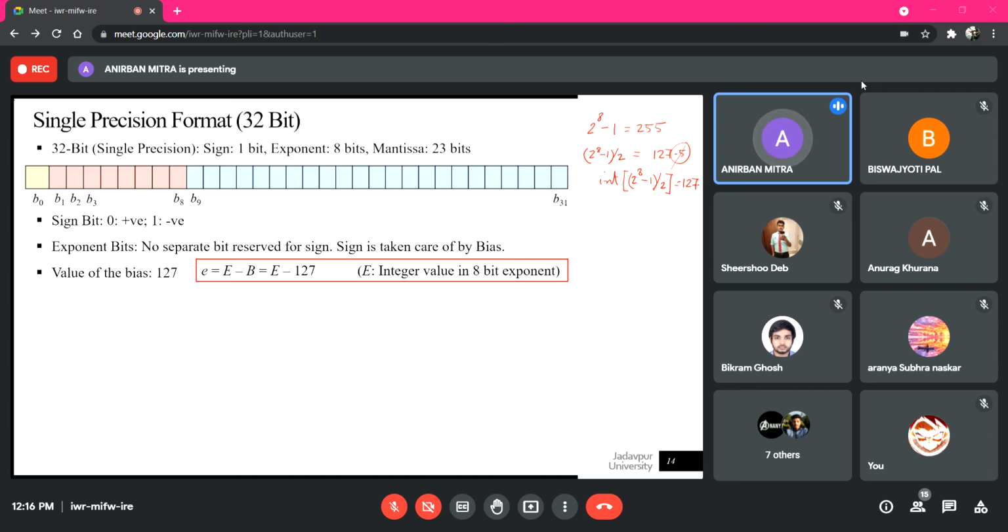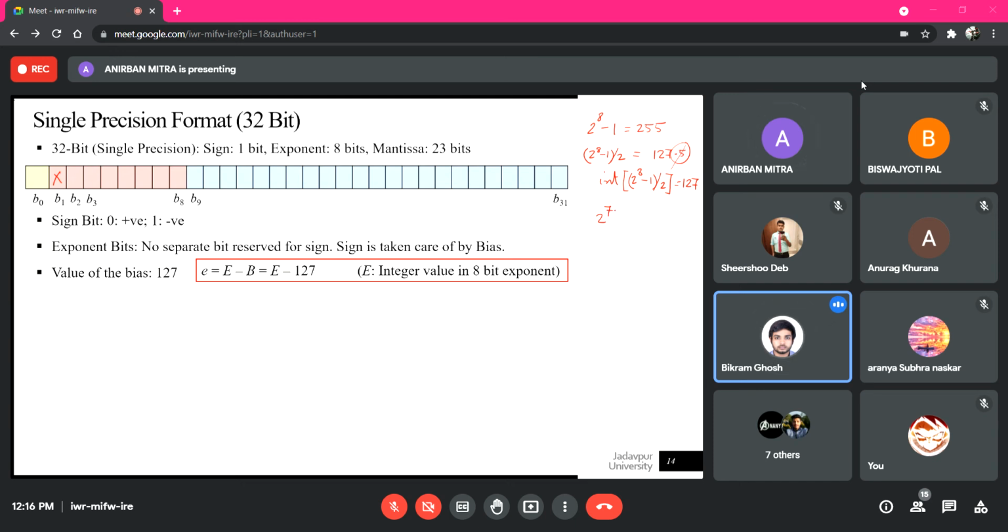Now, please consider one thing here. If I had reserved 1 bit for sign over here, this bit, let's say I have reserved that bit for the sign, 0 or 1, depending on whether it's positive or negative. So I will have how many bits over here? 7.